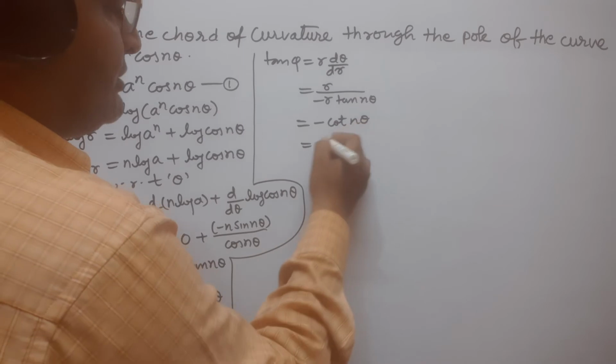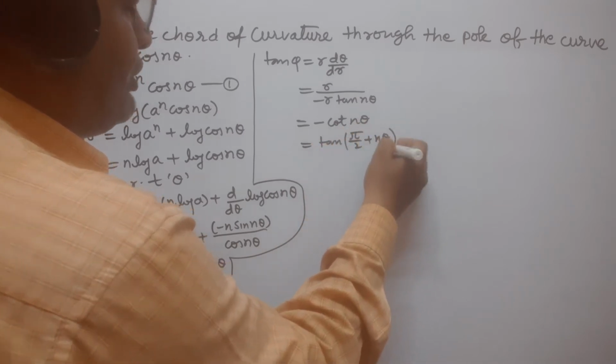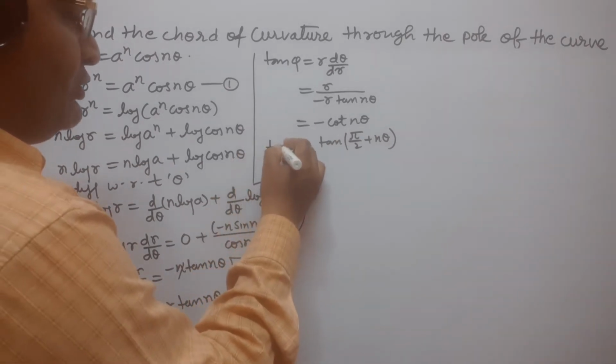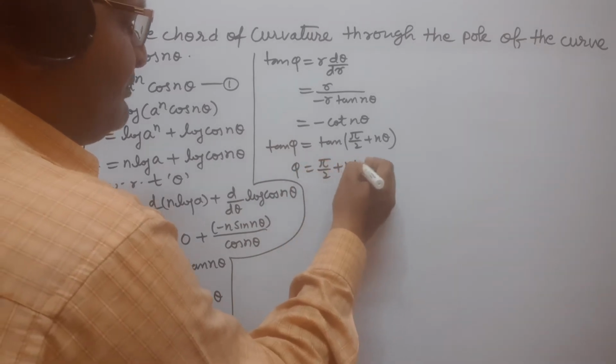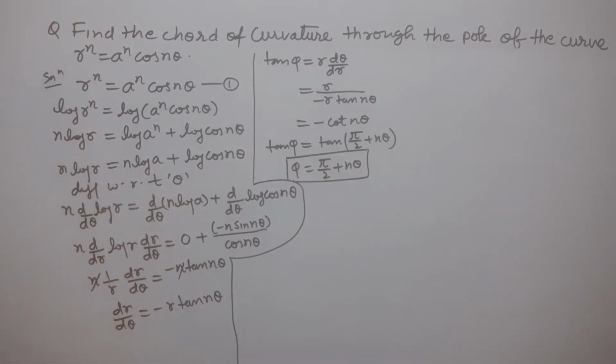So this minus cot n theta can be written as tan 90 plus n theta, because tan 90 plus theta is equal to minus cot theta. So this is equal to tan phi. So we get here phi is equal to pi by 2 plus n theta.